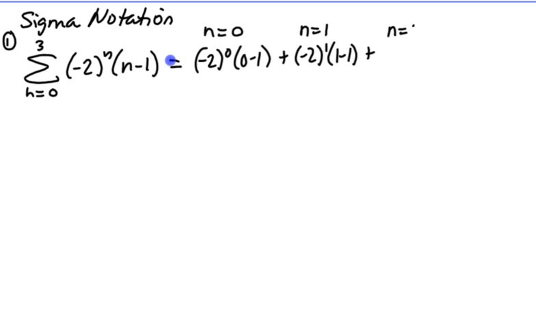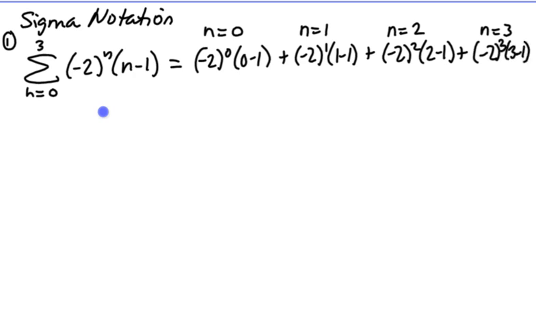When n equals 2, you would have negative 2 squared times 2 minus 1. And this is where a lot of people go wrong. That 3 doesn't mean stop when you get to 3 terms. That means stop when you get to n equals 3. So n equals 3 would actually give us a fourth term here, negative 2 to the third, 3 minus 1.